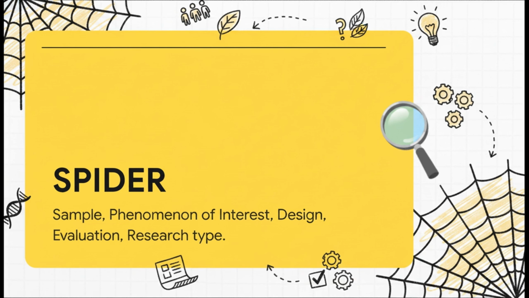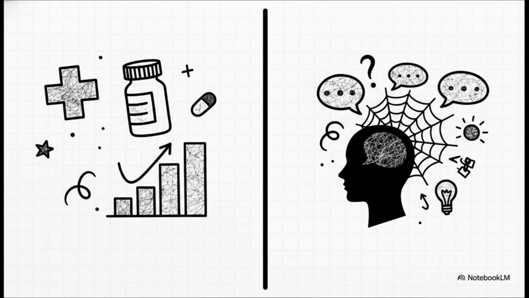Sample, phenomenon of interest, design, evaluation, and research type. If you compare this directly to PICO, you'll see that qualitative research deals with experiences, not medical interventions. So instead of an intervention, SPIDER uses a phenomenon of interest. And most importantly, it explicitly bakes your study design, like semi-structured interviews, right into the dashboard. It's literally the perfect net for catching relevant qualitative literature.